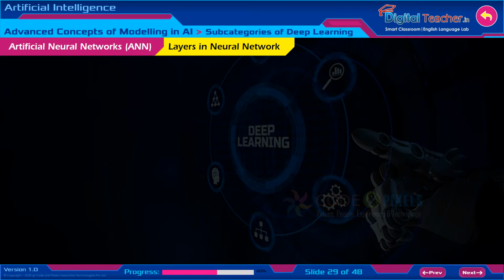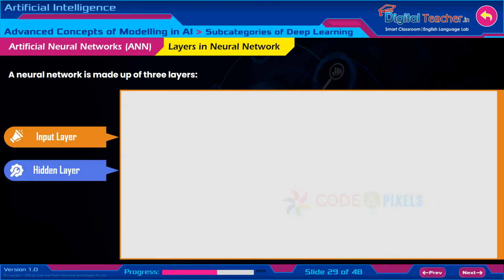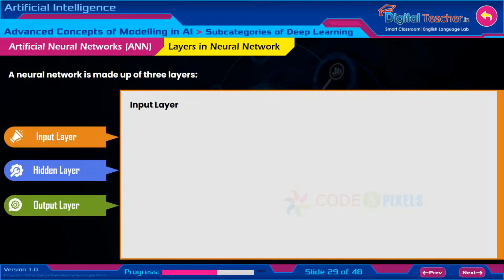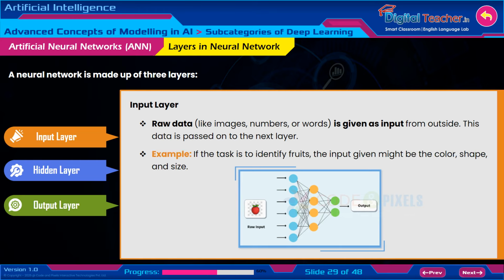Layers in neural network. A neural network is made up of 3 layers: input layer, hidden layer, output layer. Input layer. Raw data is given as input from outside. This data is passed on to the next layer. Example: if the task is to identify fruits, the input given might be the color, shape, and size.